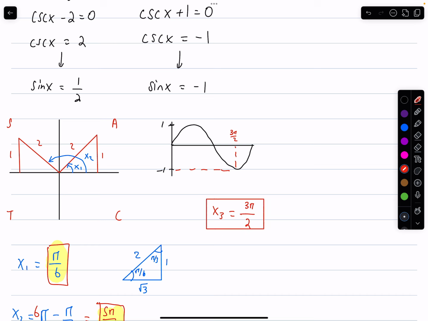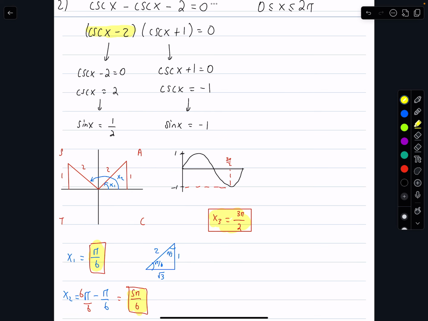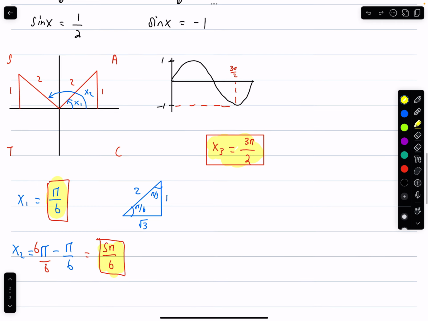So in this particular problem, we actually had three solutions. You see how sometimes you're going to be using the sine graph to find your solution, and sometimes if you get a fraction, you're going to be using the CAST rule to find your solution. Usually when you're using the CAST rule, you're going to get two solutions, but when you're using the sine graph, you're probably going to get one solution. Okay, let's try another one.